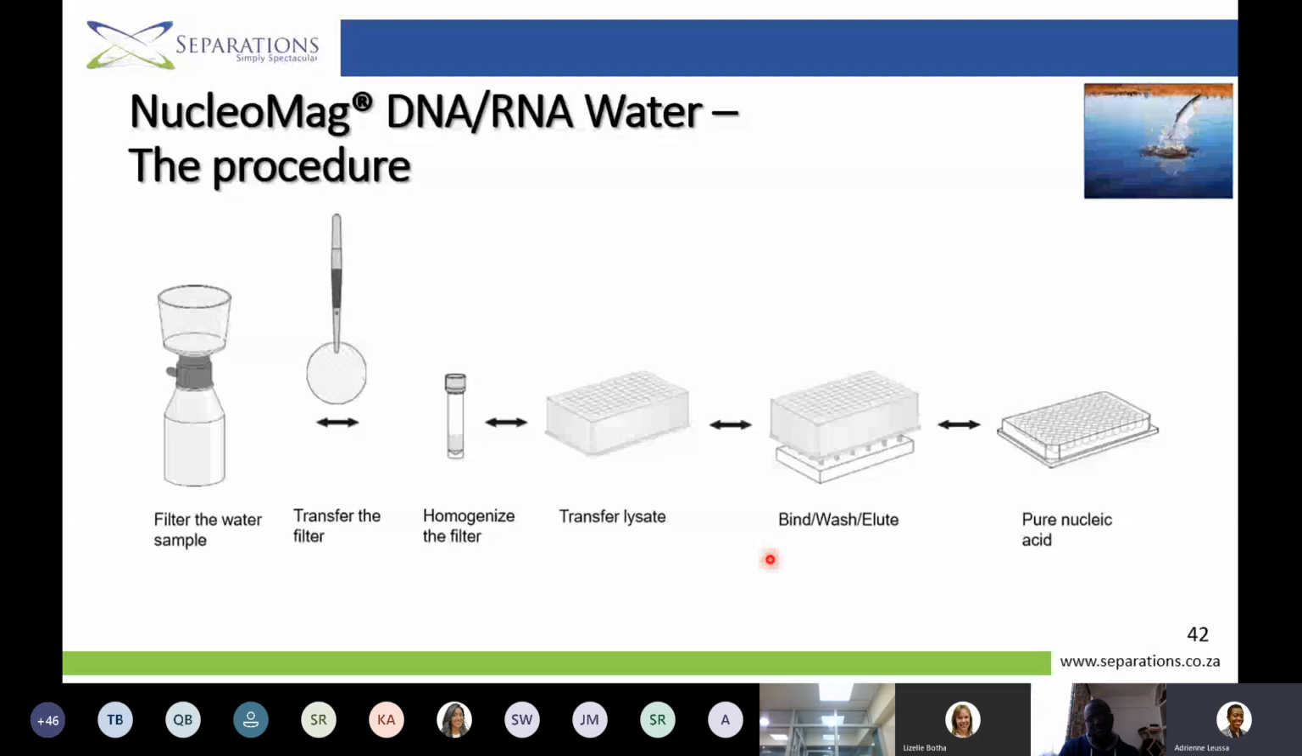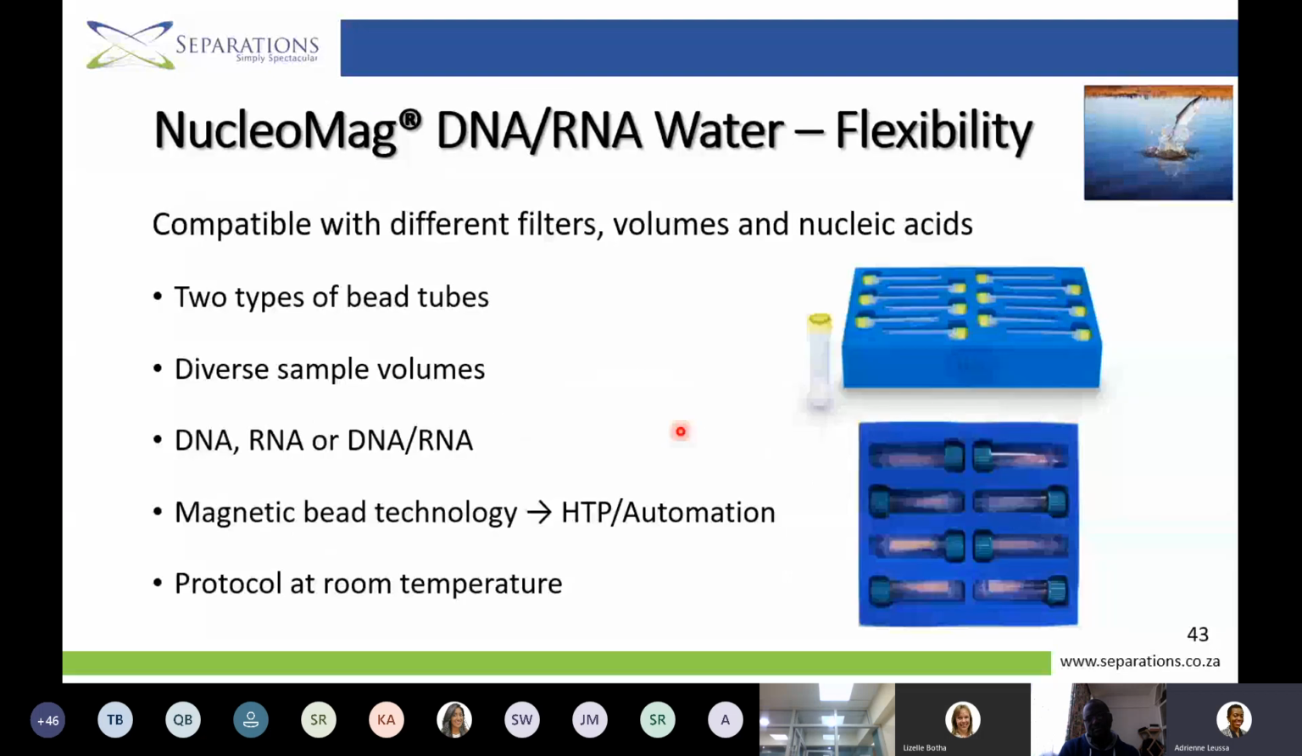So this kit offers you high flexibility in terms of the different types of filters that you can use, the sample volume that you can use, as well as the output of nucleic acid. So you either get DNA, RNA, or both. And it can be automation friendly, high throughput, and you can also work at room temperature.